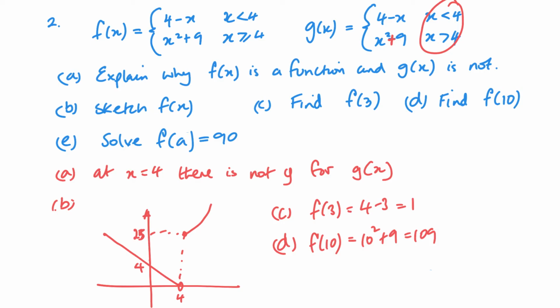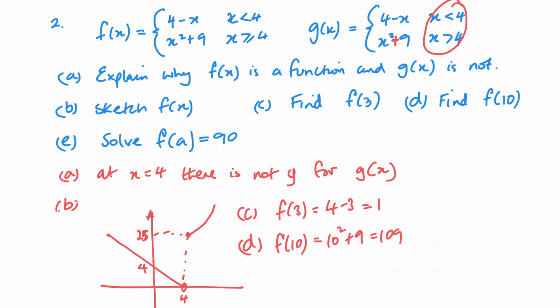Solve when f of a equals 90. This is going to happen in both parts of the graph, so we've got two possible solutions to this one. Let's start it up here. So f of a now equals 90. That's what we're looking at. So we've got 4 minus x. Sorry, the x will actually become an a, won't it? And that equals 90. So a is going to be equal to negative 86.